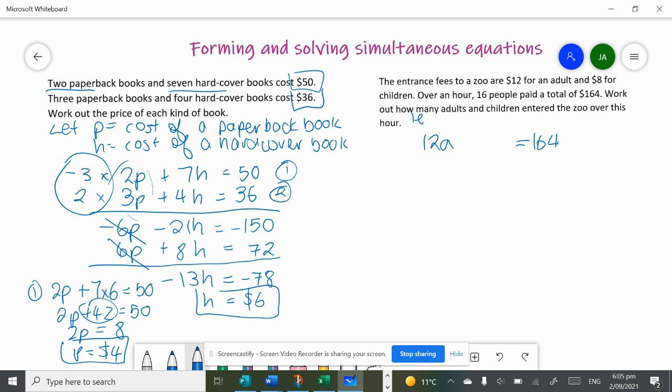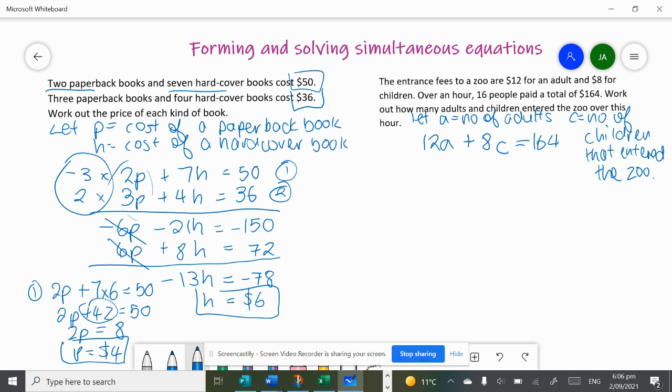Now remember, define your variables. In this case, let A equal the number of adults that entered the zoo, and C is the number of children that entered the zoo in that one hour period. So we've got 12A plus the cost for the children, 8C. That's really no good to us unless we have another equation.